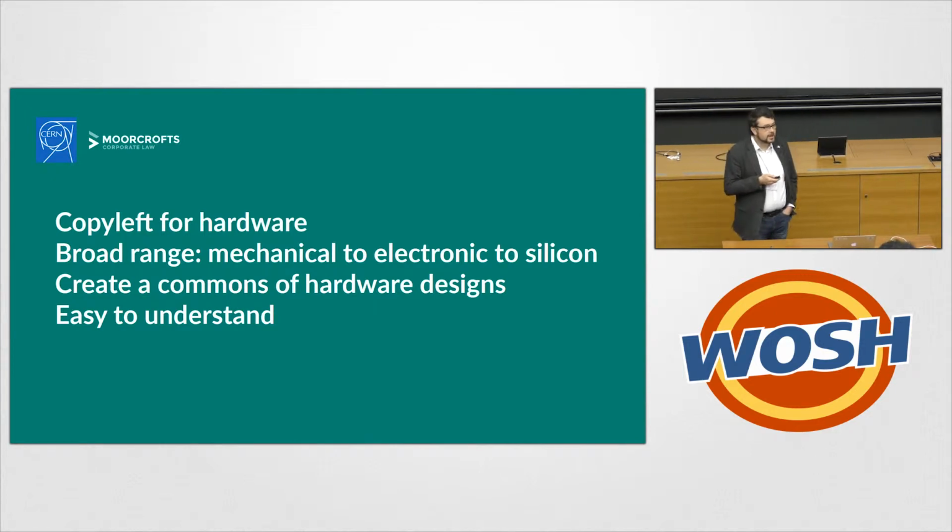So not just electronic devices, but also silicon at one extreme, mechanical devices at the other extreme, but even things like sculptures, artistic objects. The broader a range of physical objects that we can cover with this license, the better. We want to create a commons of hardware designs that make it easier to take various hardware designs and combine them with other hardware designs so that you're not constrained using just one silo of hardware designs. And we want to try to make it easy to understand. And I think of all of those, the last one has probably been the biggest challenge.